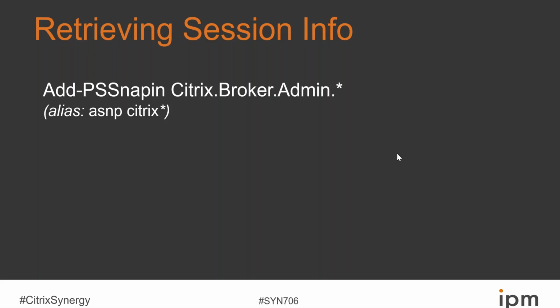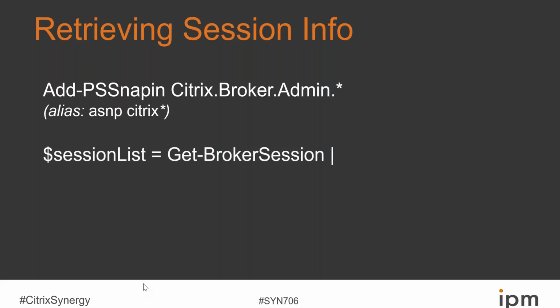We are telling PowerShell to load the broker admin commandlets. Now, if you don't want to type in the whole Citrix.Broker.Admin, or you're just lazy like me, you can just type in ASNP Citrix*, which will load all of the Citrix commandlets that the system finds on the machine. So if we want to get a list of the sessions, all we need to do is execute the Get-BrokerSession commandlet, once, of course, the commandlets have been loaded.